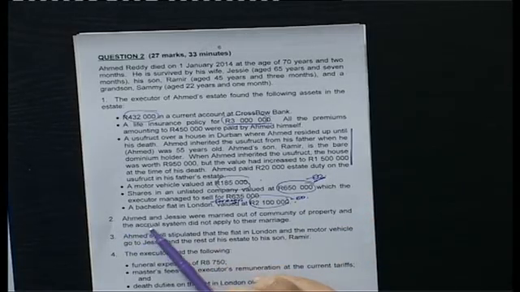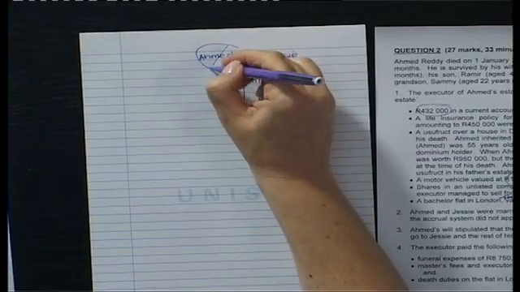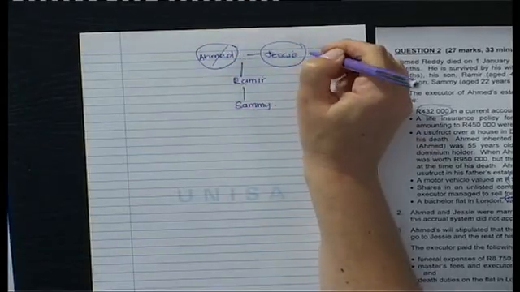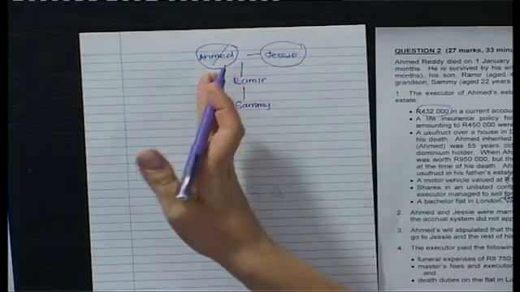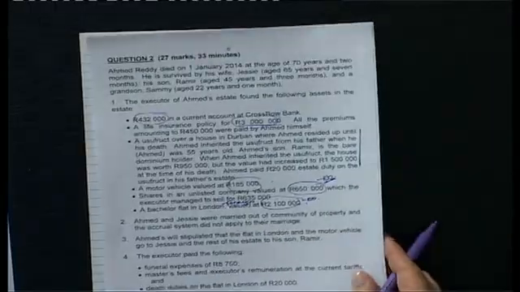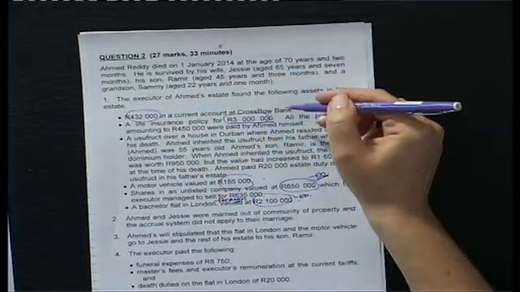The second point here, Ahmed and Jessie were married out of community of property, and the accrual system does not apply. So if we look at our little diagram, this is quite easy. Ahmed has his own estate, Jessie has her own estate. There's not a joint estate, so we don't have to be dividing any of these figures. All right, Ahmed owns all of these assets.